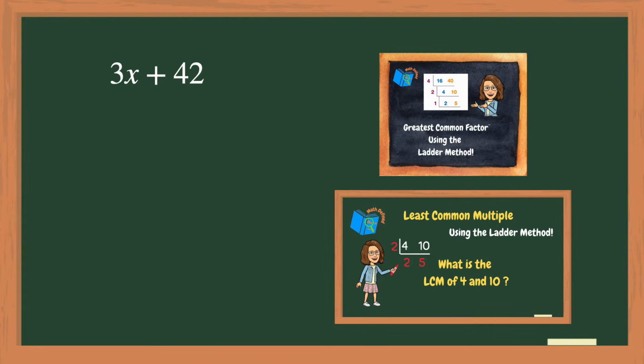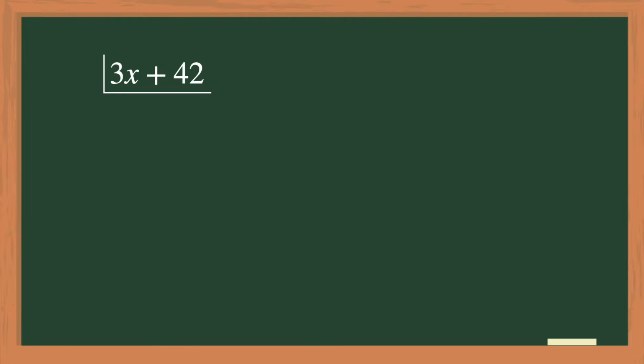So I'll start by placing the expression in a ladder like this. Then I will look at the 3x and the 42 and determine whether or not they share any common factors. Well, I know that 3 divides evenly into 42, so the number 3 is a shared factor of both of these numbers or terms. So I will place this shared factor of 3 on the outside of the ladder like this. The next step is to divide each term in the expression by this common factor of 3.